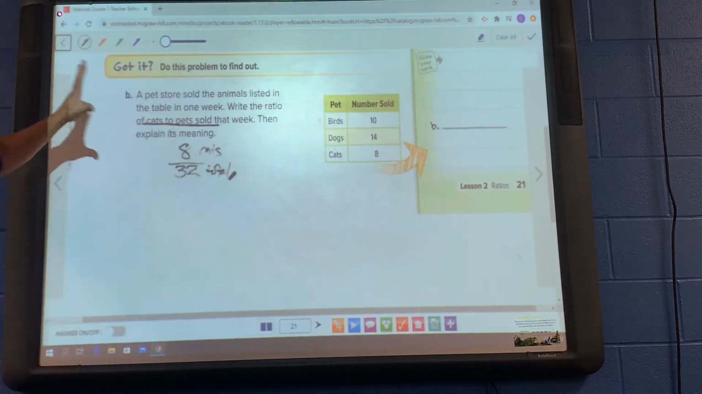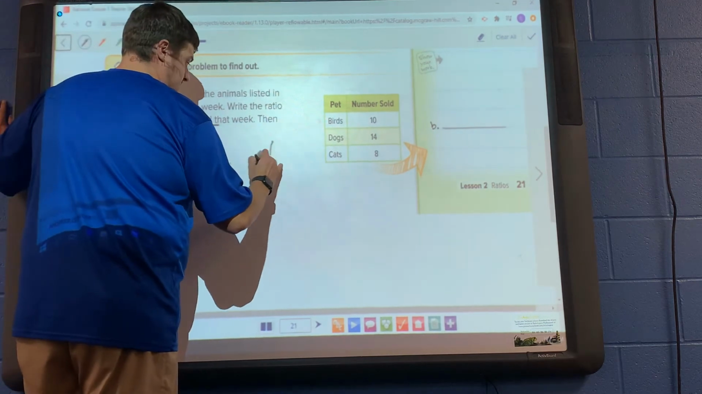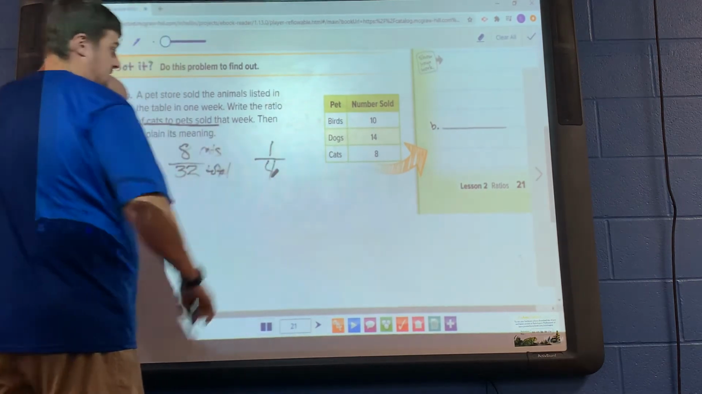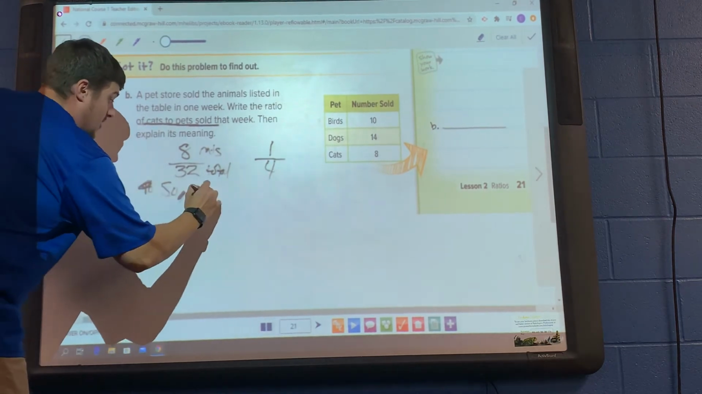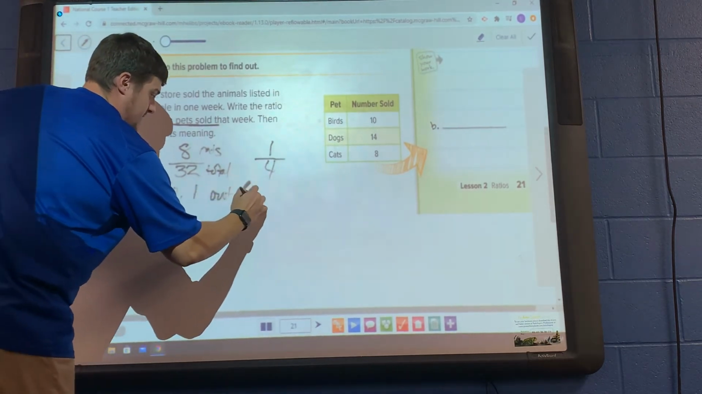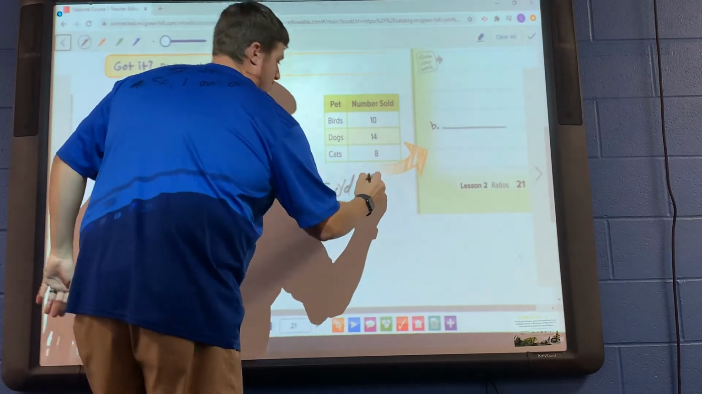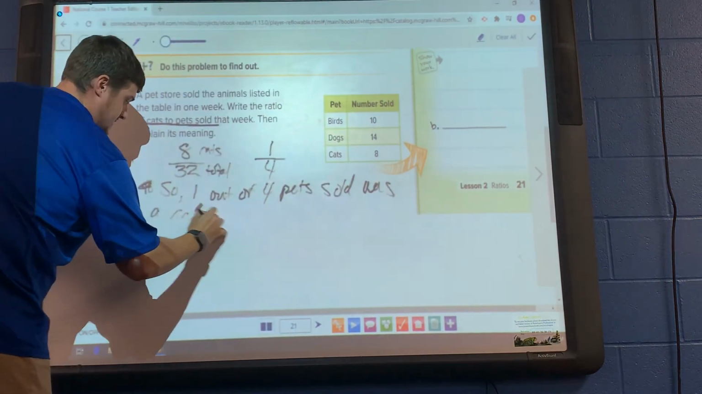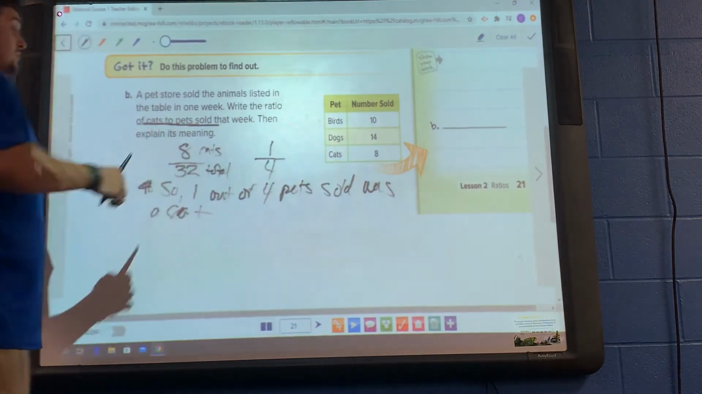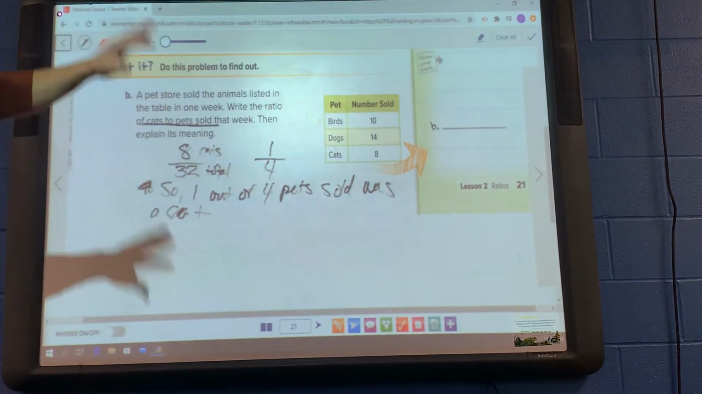That's our ratio. Now we have to simplify this. So what can you take out of both of these? Well, 8 itself. So that would be 1 to 4. So what that means is, 1 out of 4 pets sold was a cat. Out of 4 pets, one of those 4 pets that were sold was a cat.